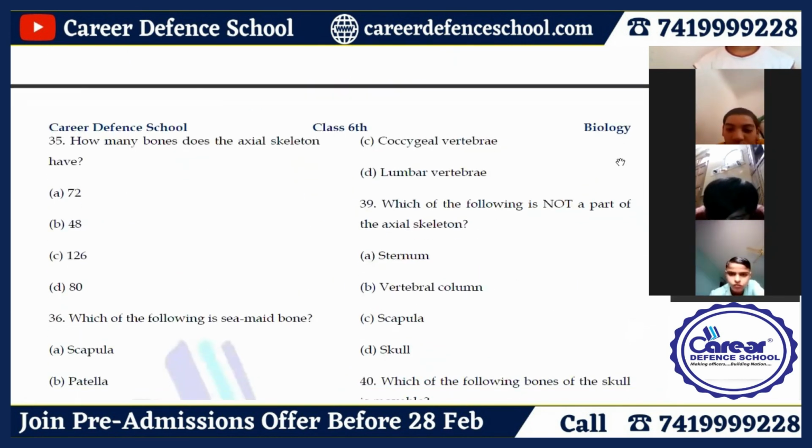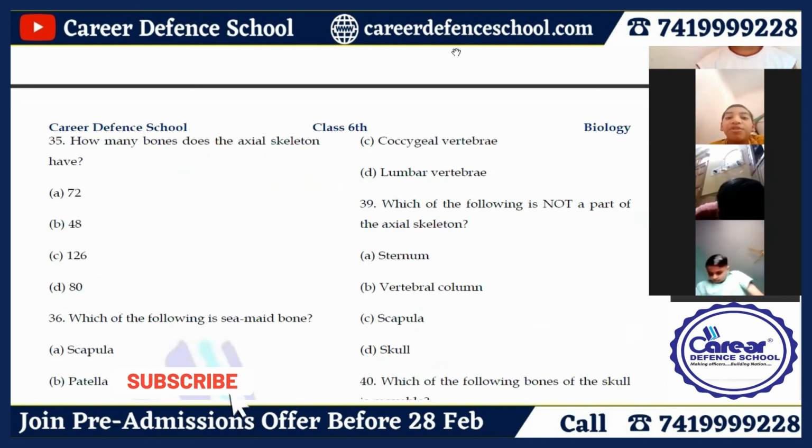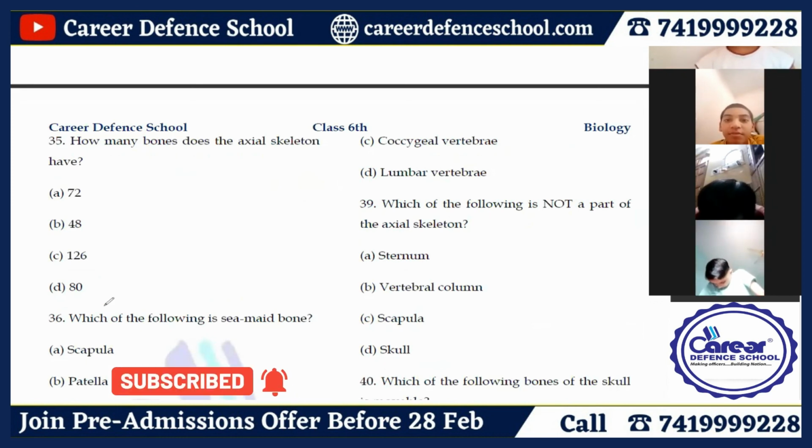How many bones does the axial skeleton have? Can you answer this question? How many bones? Ma'am, 80 bones. There are 80 bones. Very good. In the axial, and how many in the appendicular?